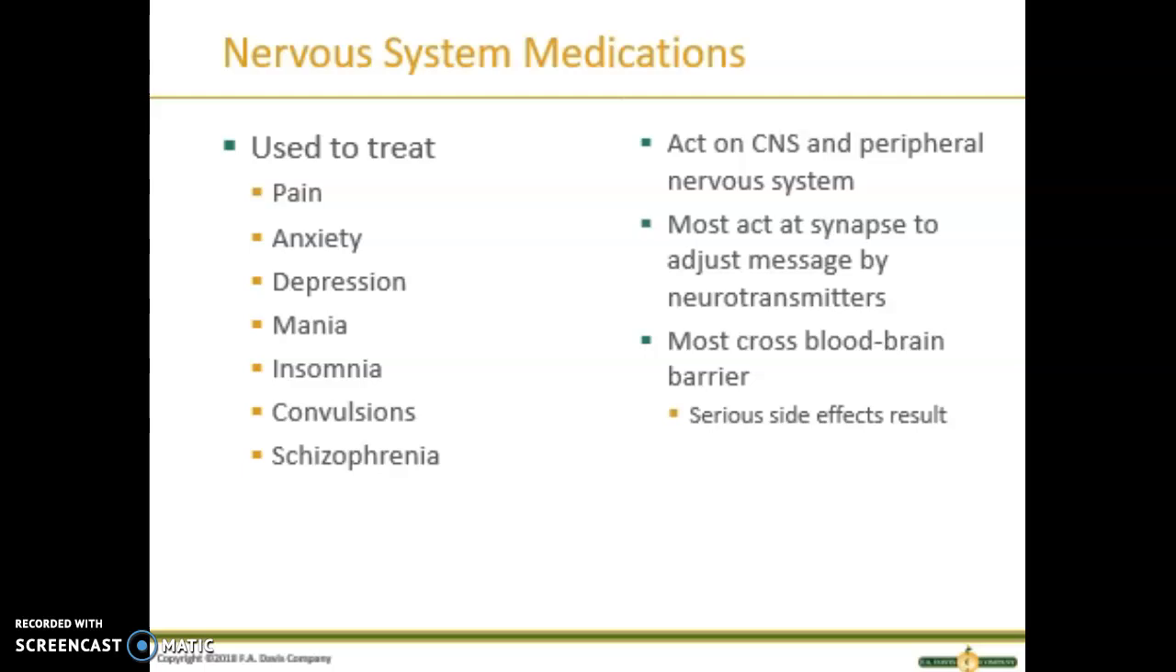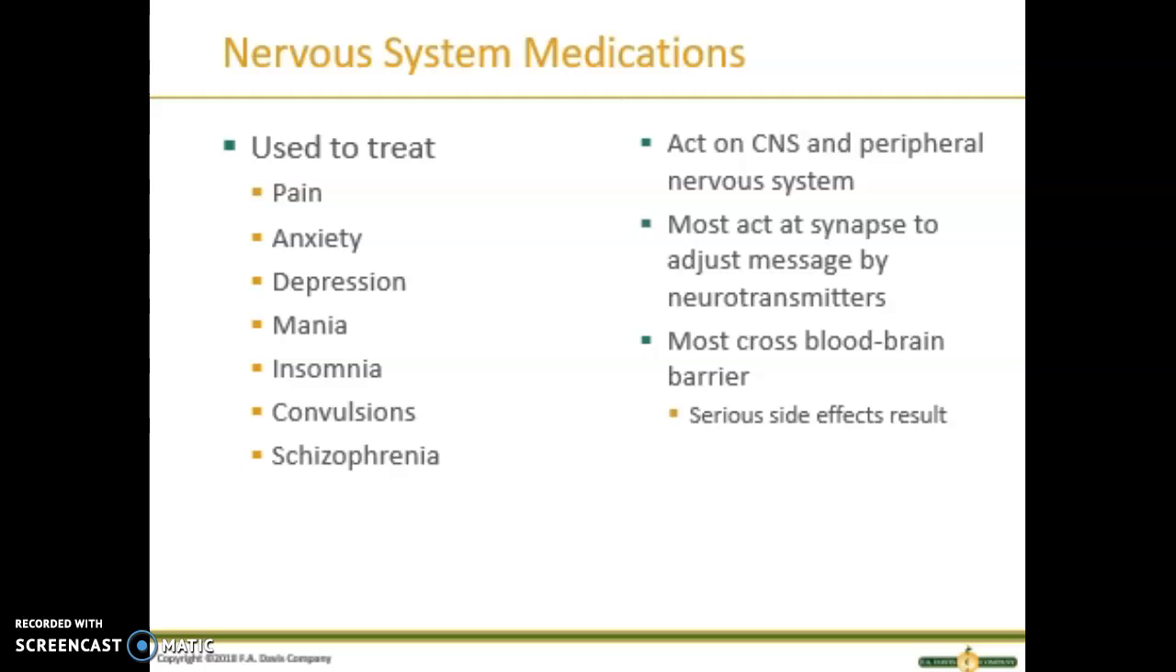So, nervous system medications are used to treat pain, anxiety, depression, mania, insomnia, convulsions, and schizophrenia, and they act on the central nervous system and the peripheral nervous system. So most drugs act at the synapse between nerves and adjust the transmission of messages by the neurotransmitters.